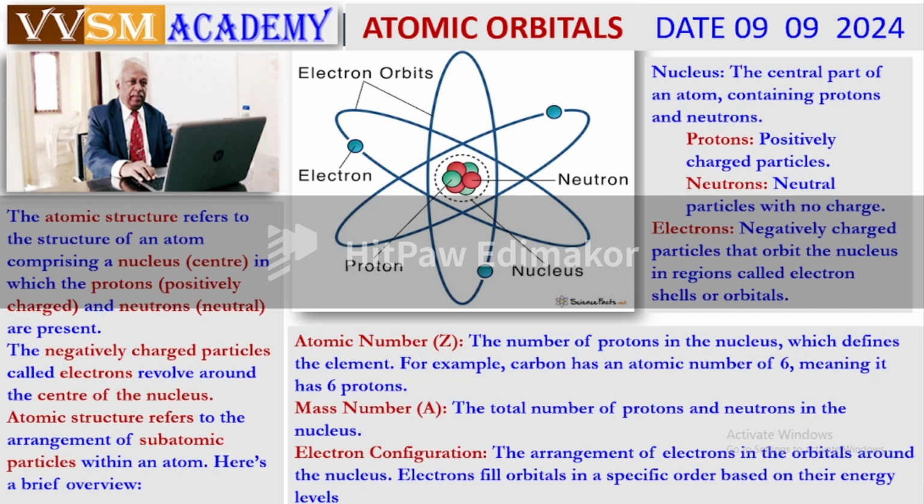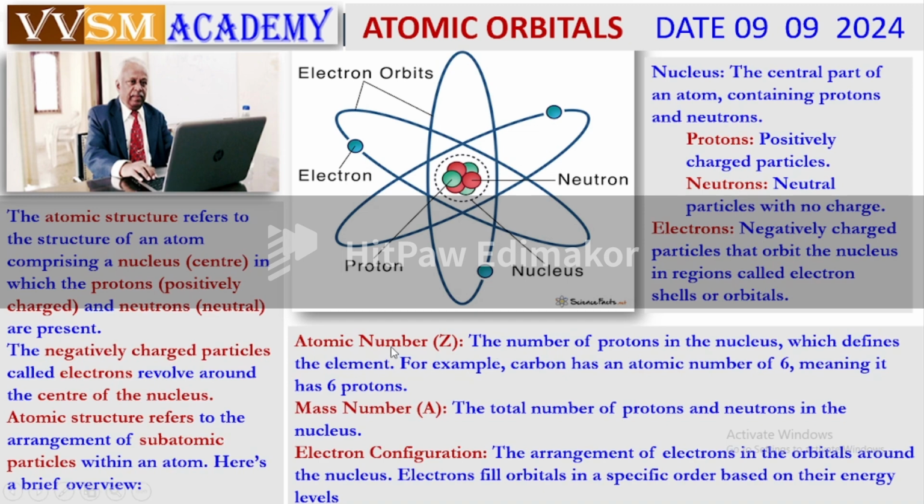Protons are positively charged particles. Neutrons are neutral particles with no charge. And the electrons, negatively charged particles that orbit the nucleus in regions called electron shells or orbitals. These are the electron shells or the electron orbitals. This is the nucleus, with the proton and neutron, which are also called nucleons, present in the nucleus.